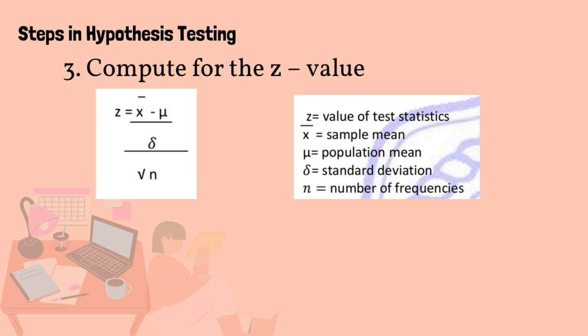So z, it is the value of test statistics: sample mean minus the population mean over standard deviation divided by the square root of number of frequencies. So, malalaman natin kung paano natin kukunin yung mga given dito. At ito yung mga isa-substitute natin sa ating formula. So, ngayon, let's proceed na doon sa pagkukompute ng z-value.